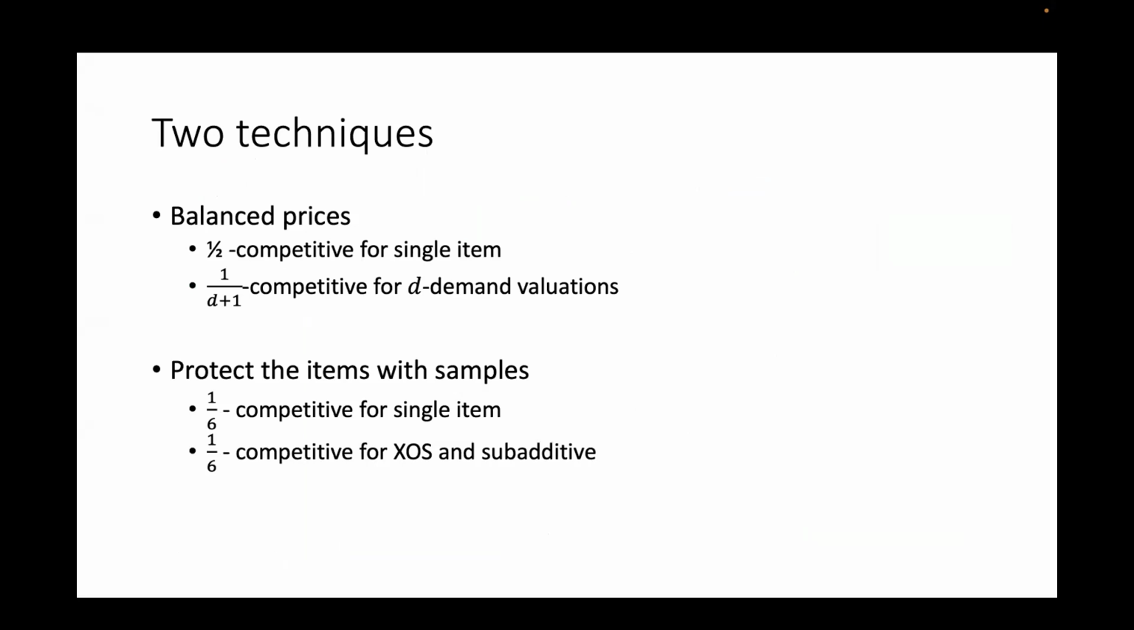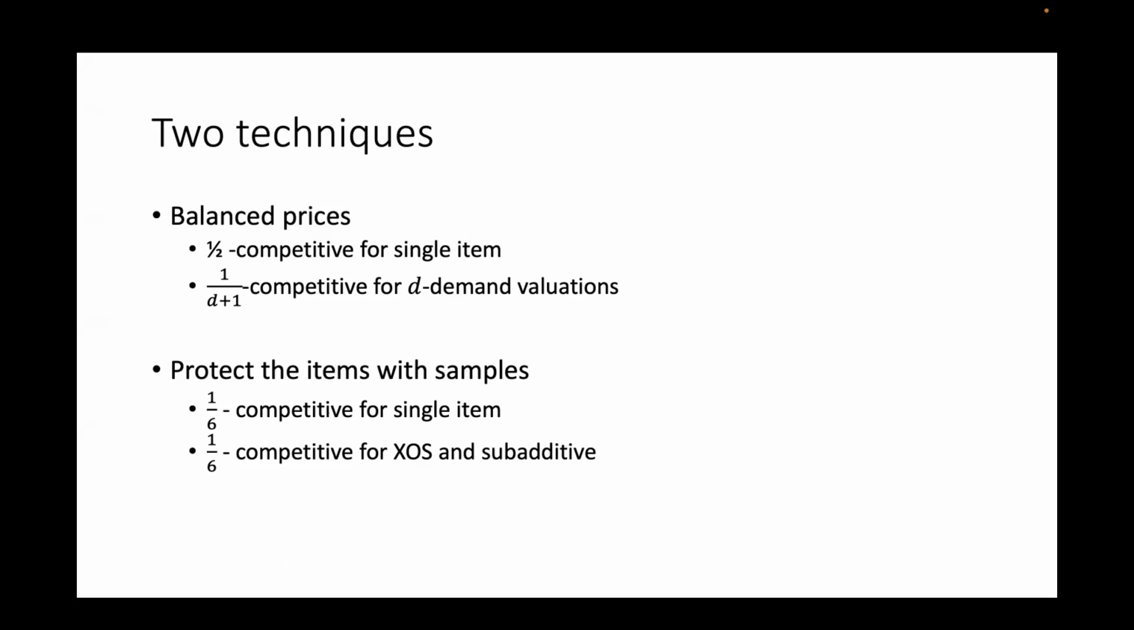Now I want to talk about 2 different important techniques. There are more techniques, but these are the ones I like. One is using balance prices, setting a price for each of the items. And it's called balance because in a way it balances what we get from selling the items, like the revenue, and what we get from the utility of the agents, like the excess over the price.